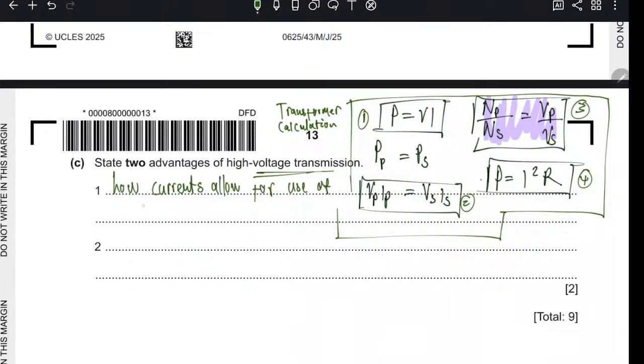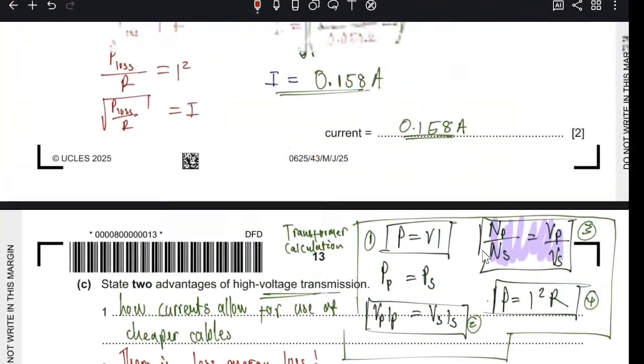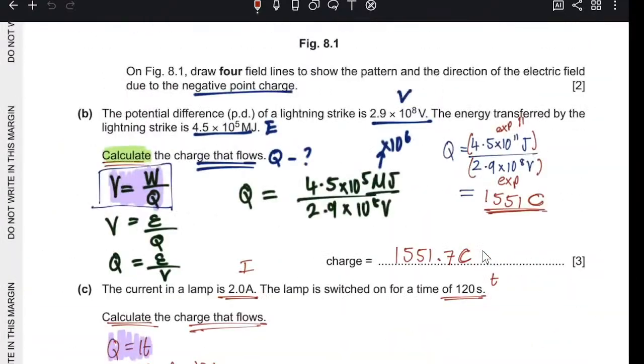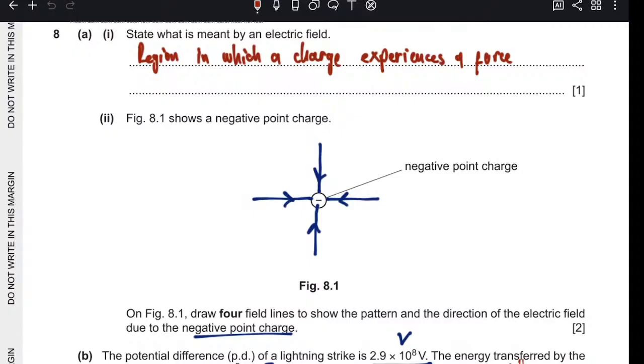Okay? The other advantage is that there is less energy loss. You can even say because of low current. Because when you have high voltage, it means you have low current. And when you have high voltage, when you have low current, this is what you're going to get. So this is what you are going to do in this one and get maximum marks. If you're answering a physics paper like this, you're getting great marks.